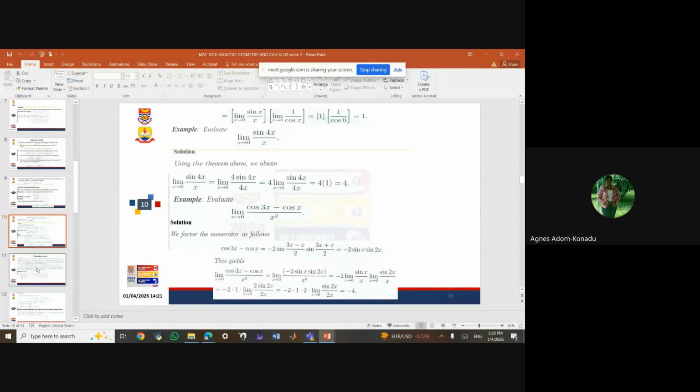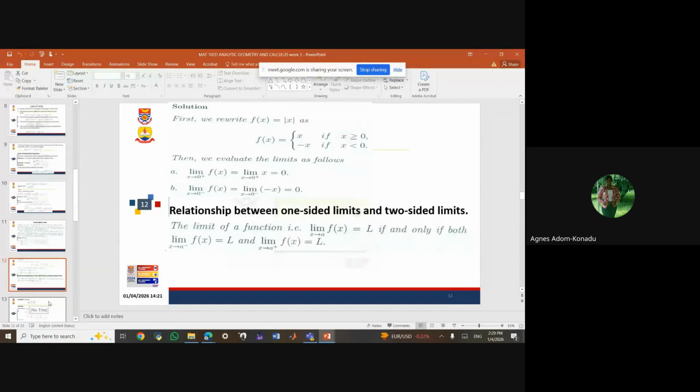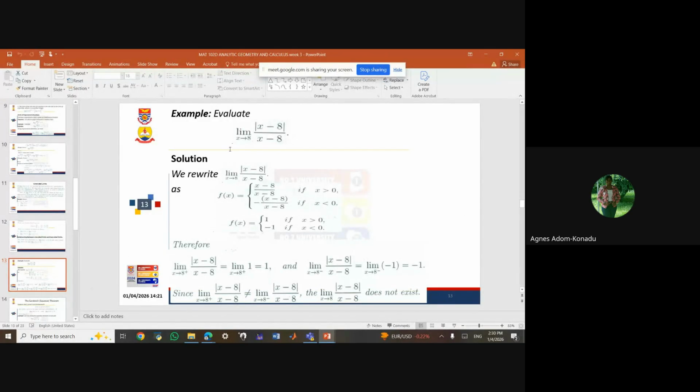So we solved some examples. Then from there, we looked at the one-sided limits. We said that the one-sided limit means that we are approaching the limit either from the left or from the right. Then we looked at the relationship between the one-sided limit and the two-sided limit. We said that if approaching a limit from the left gives the same value as approaching the limit from the right, then the limit at that point will be that same value. We looked at some examples using the absolute value function.